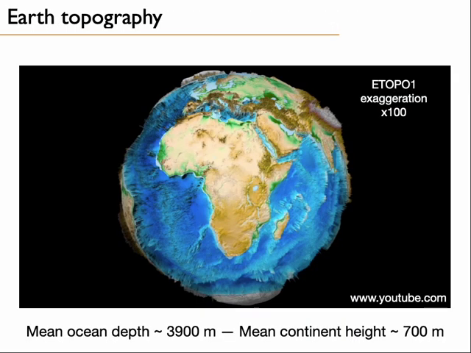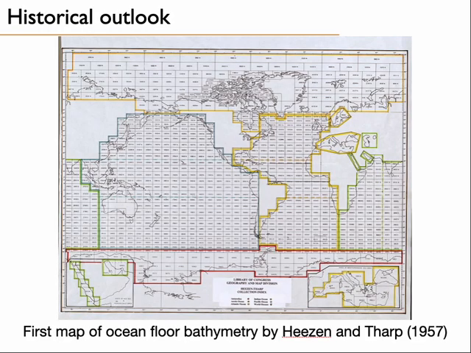So now that's a very nice picture of the Earth that shows you an exaggerated topography. So don't freak out, that's not the true topography of the Earth, that's exaggerated by a factor of 100. The mean ocean depth on Earth is about 3.9 kilometers, and the mean continental height is about 700 meters. So how do we know that?